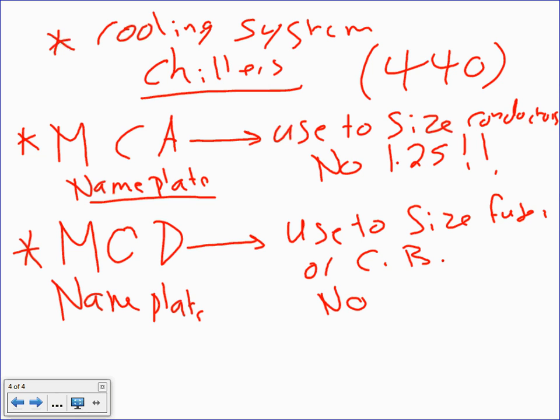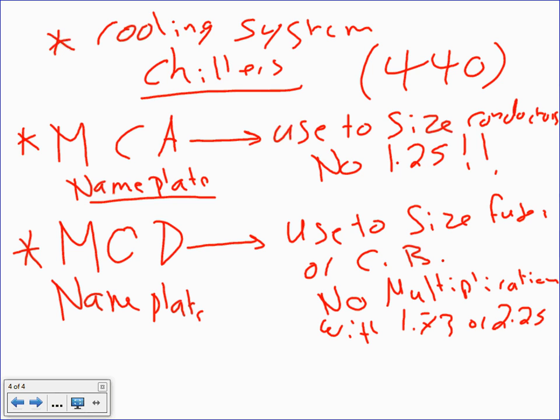No multiplication with 1.73 or 2.25. It's already done for you. So Spencer, my friend, you go to the nameplate. On the nameplate, you will see minimum circuit ampacity 50 amps.